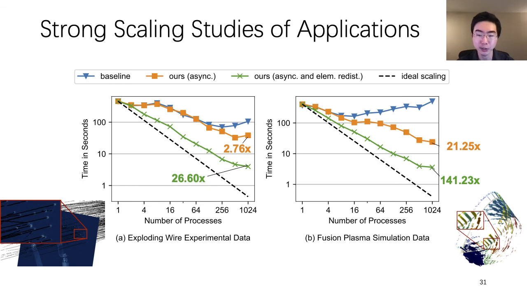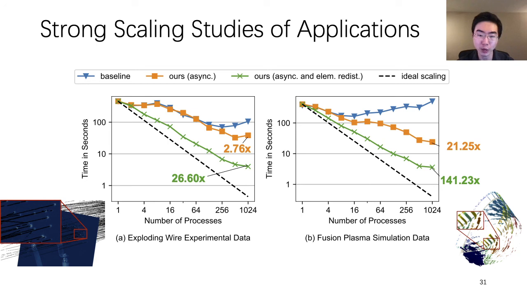The chart shows the strong scaling performance of different distributed union find algorithms for the two applications. Generally, our method achieves better strong scaling efficiencies. For the particle tracking in the exploding Y experiments, with both asynchronous parallelism and element redistribution, our method has a 26.60x speedup over the baseline.